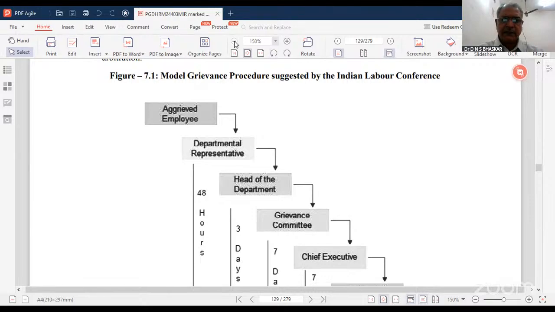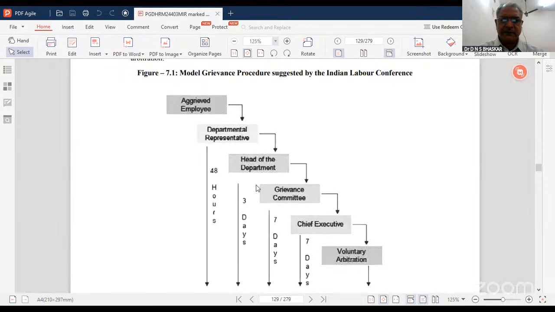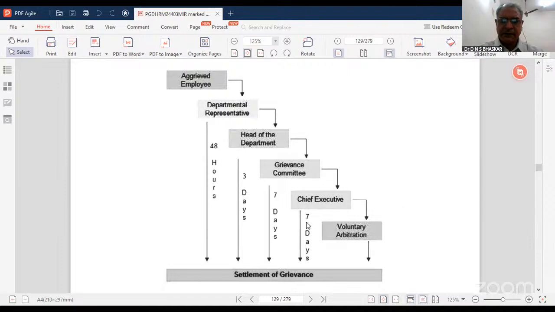So in this particular process, the aggrieved employee, that is the departmental process, should be done in 48 hours. Head of the department, grievance committee, chief executive, voluntary evaluation. These are other important aspects you have to understand.